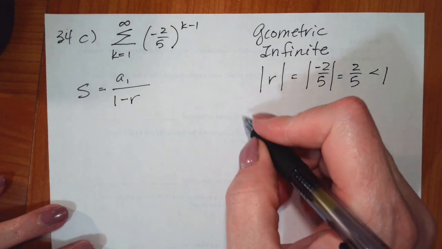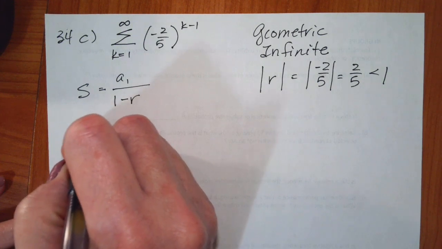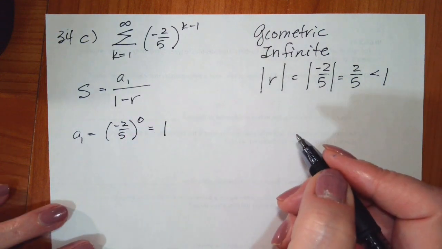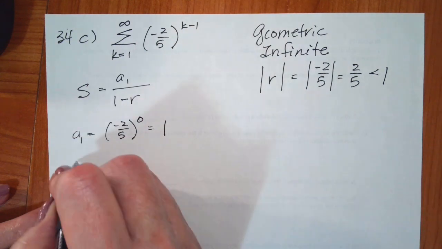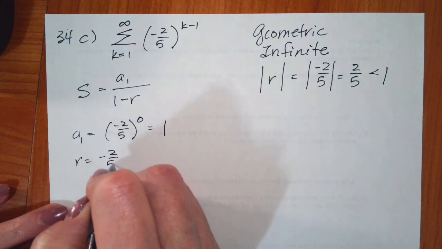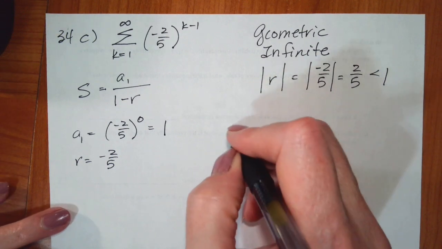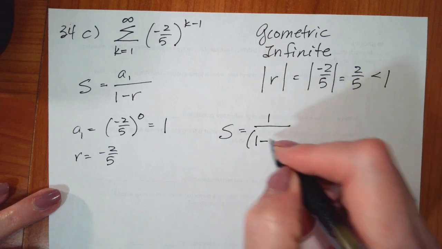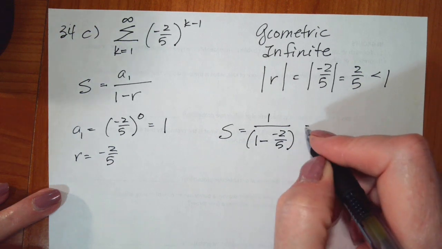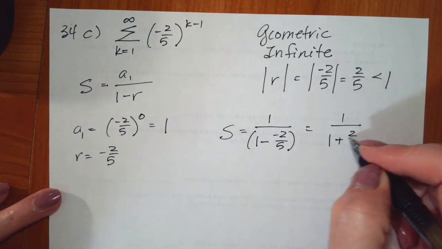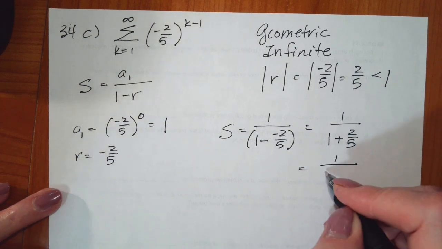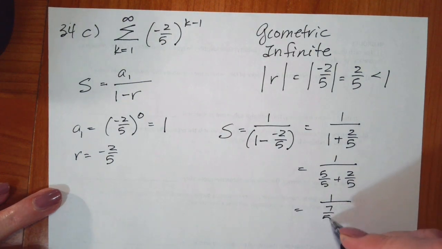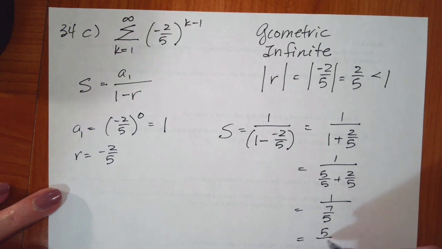Okay. Well, a sub 1 is equal to negative 2/5 to the 0, which is 1. And our r is negative 2/5. So my sum is going to be my a sub 1 divided by 1 minus negative 2/5, which is 1 over 1 plus 2/5. So that's 1 over 5 over 5 plus 2 over 5. 1 over 7 over 5, which is 5/7.